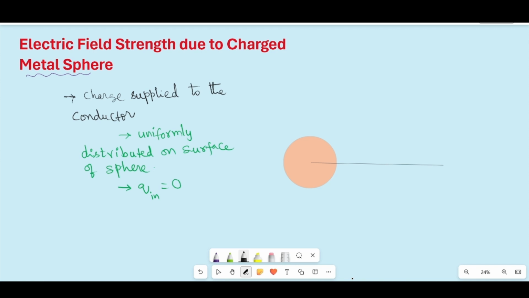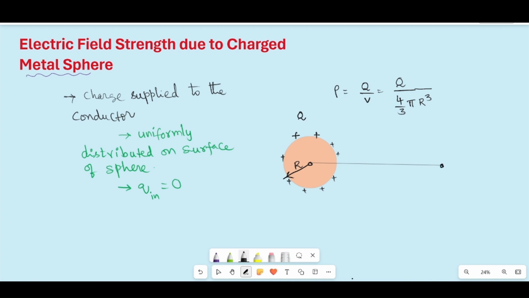So here a metal sphere is taken and charge q is given to the metal sphere, and the total charge is distributed on the surface of this sphere uniformly. Here the charge density of this sphere you can take as rho, and generally the definition is charge per unit volume, that is q by (4/3) pi r cube. Here r is the radius of the sphere.